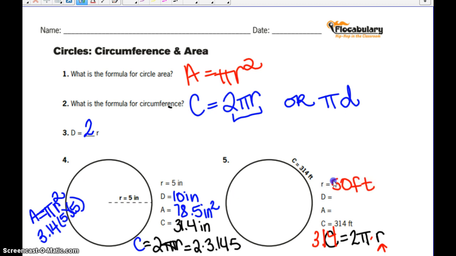Now, if you have 50 feet, can you find the diameter? Yes, because one arm is 50 feet. The other, put your other arm up, you've got the diameter. So now you're at 100 feet.